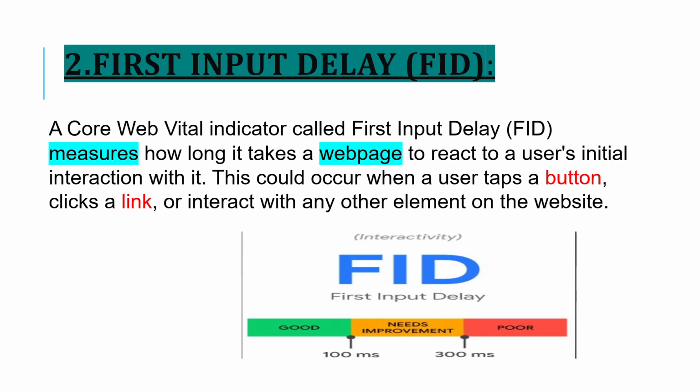The second one is First Input Delay. It is a Core Web Vital indicator. It mainly measures the interaction of a web page with a user. This could occur when a user clicks or taps on a button or a link. How is FID categorized? When we click on a link or a button, it should respond in under 100 milliseconds. If it is more than 100 milliseconds, it needs improvement. If it is more than 300 milliseconds, it is poor.